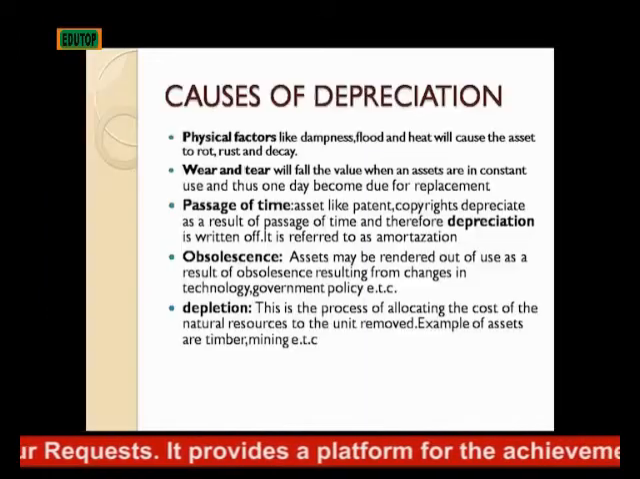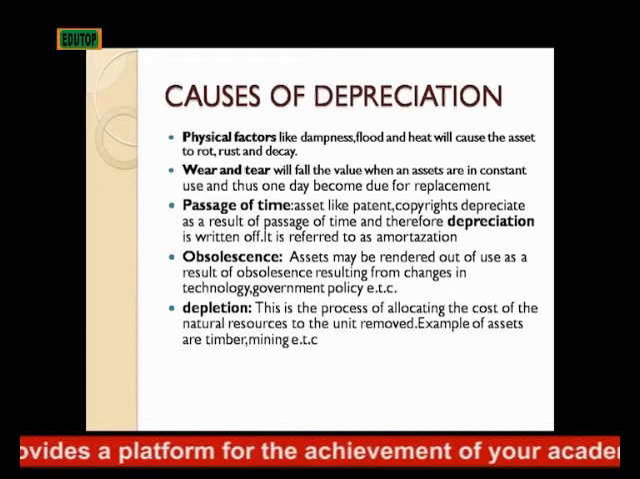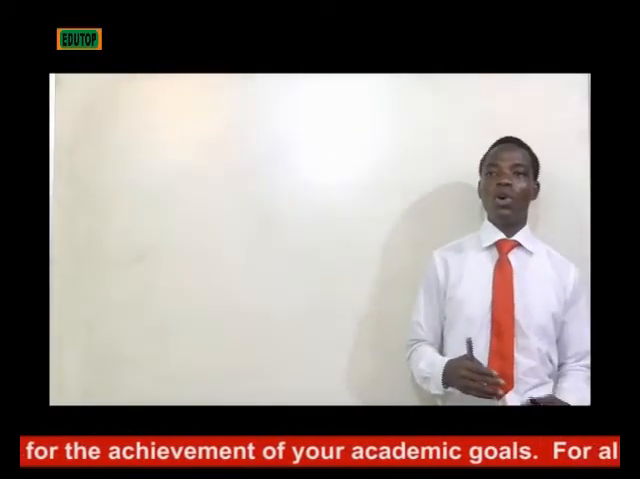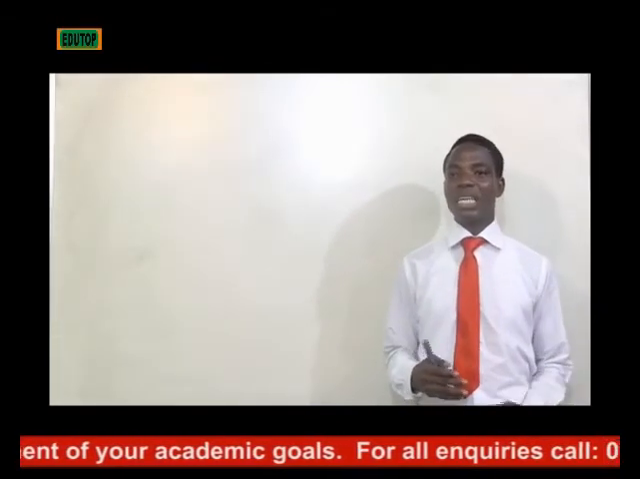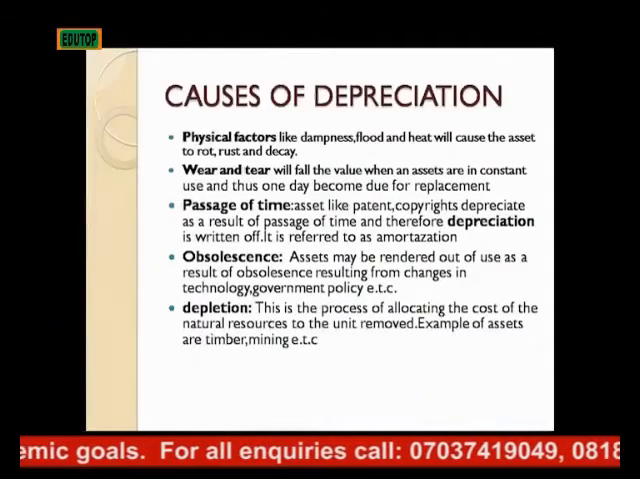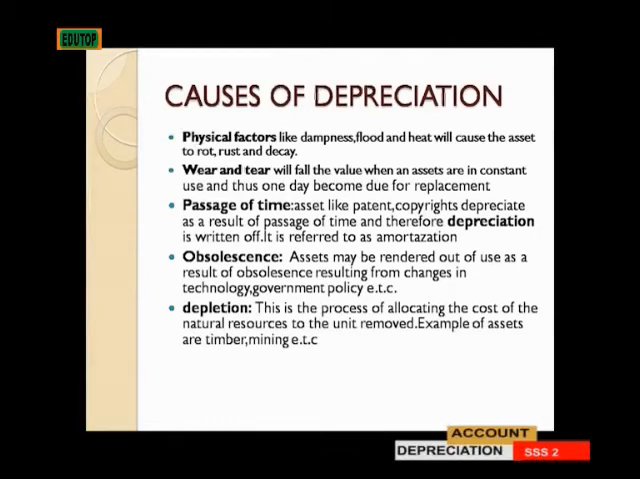The fourth one is obsolescence, where an asset may be rendered out of use. It is not restricted to intangible assets. It also has to do with tangible assets, like I've mentioned earlier. So an asset may be rendered out of use as a result of obsolescence, resulting from change in technology, government policy and so on.